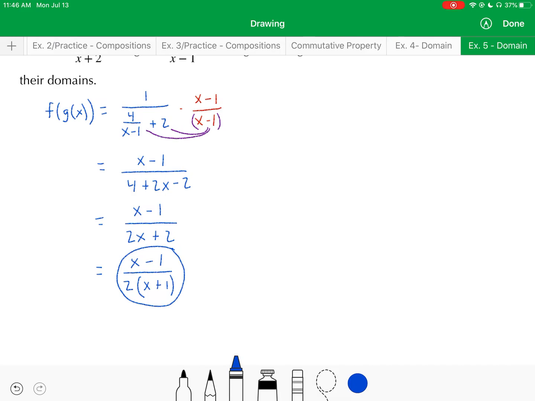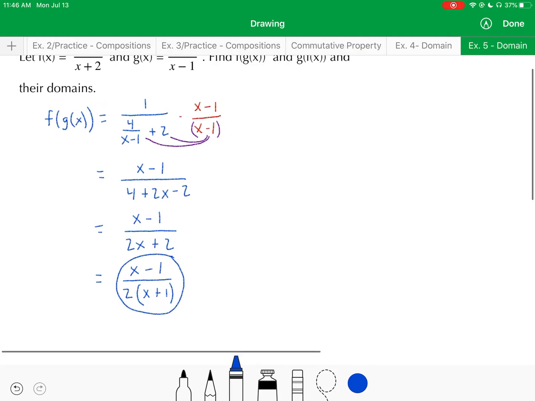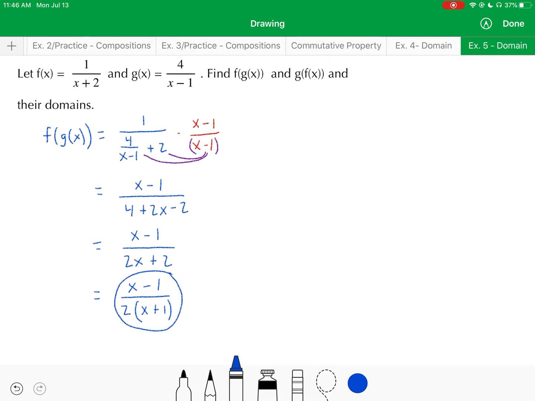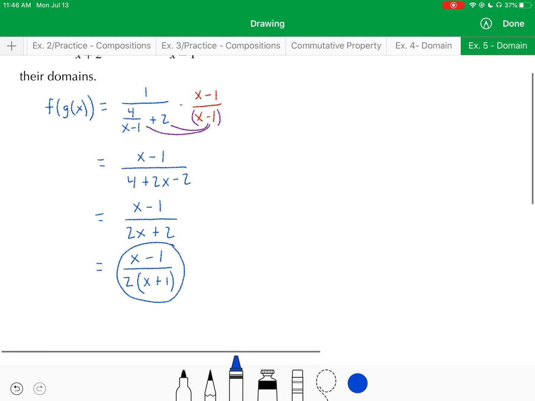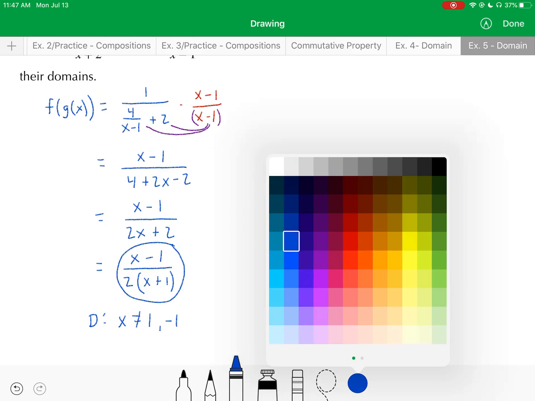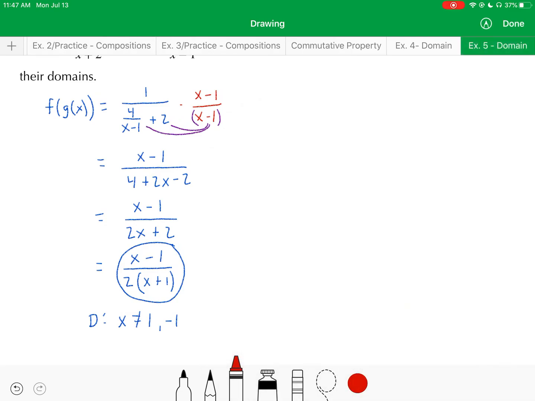The domain for this is going to be based off of the domain for the inner function, which in this case is g. G could not use an x value of 1, so the domain here has to exclude 1 as well. But then, are there any other numbers for x that would not give you a result for the overall function f of g of x? And the answer would be negative 1 as well. That's because negative 1, when plugged into the denominator of our result, would zero out.